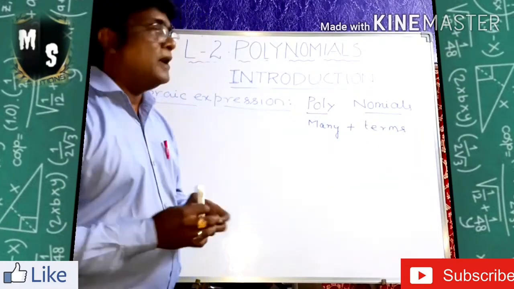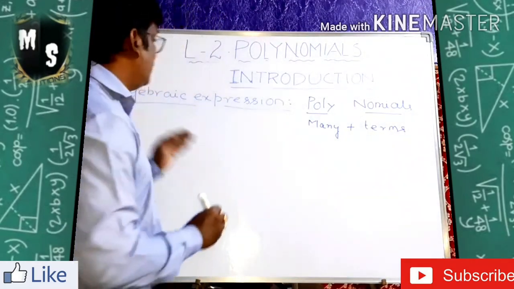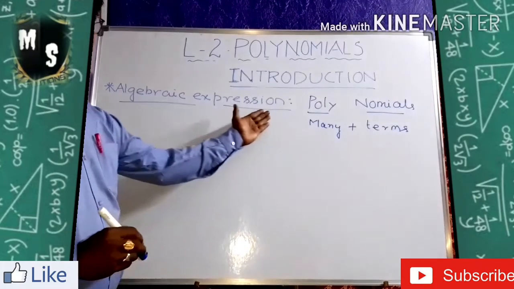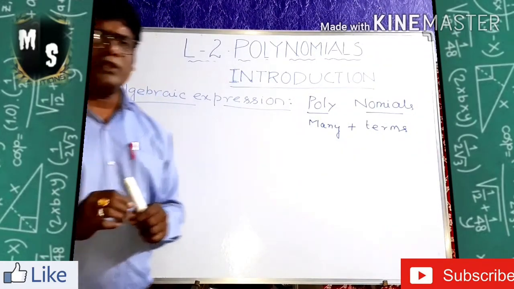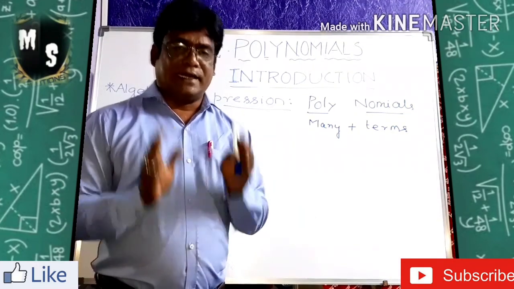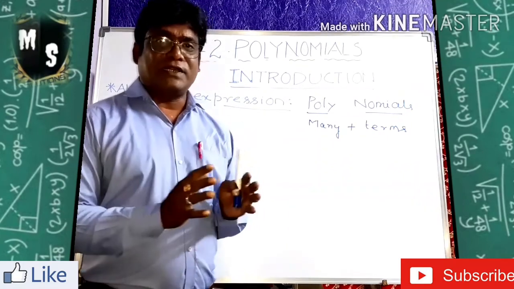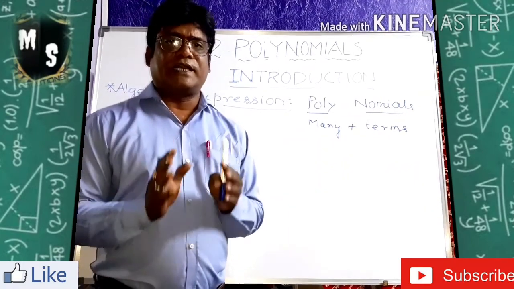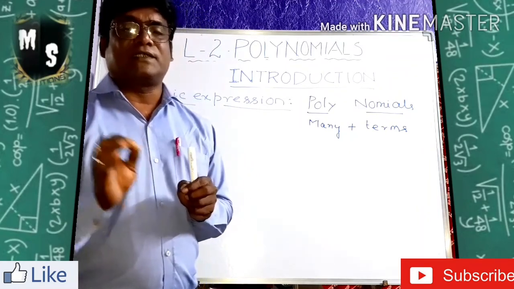So what is a polynomial? A polynomial is an algebraic expression. For that reason I wrote here algebraic expression. You have to understand what is called an algebraic expression. So what is an algebraic expression? An algebraic expression is an expression which carries constants and variables with algebraic symbols, plus or minus.